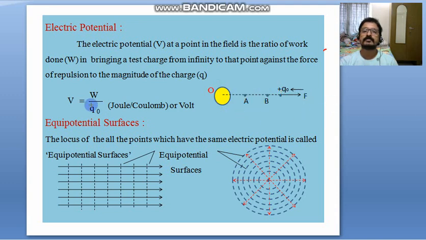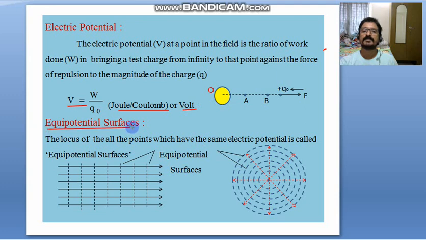Now the unit for electric potential is joules per coulomb. Why? Because we have the unit of joule for the work and coulomb for the charge. So we have joule per coulomb, which is equivalent to volt. So we measure the electric potential in joule per coulomb or volt.